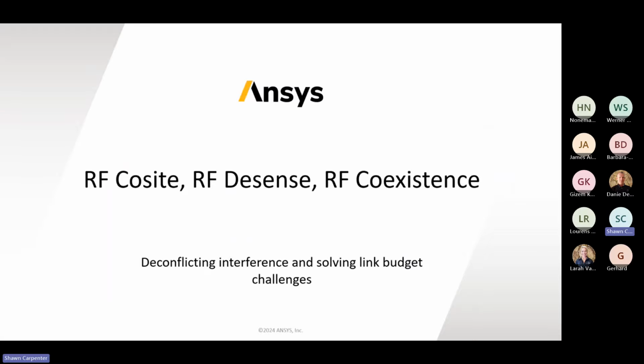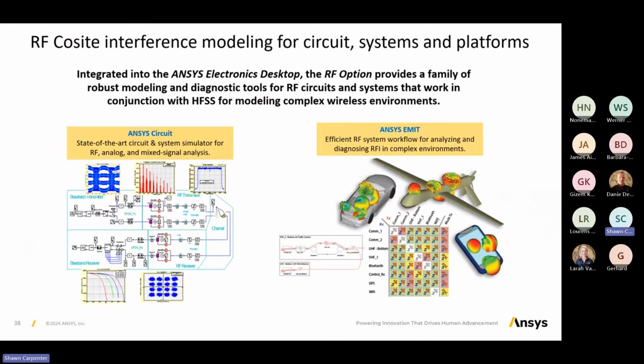There's another part of the toolkit that I thought might be interesting to this audience, and that is taking the antenna designs, putting them into our packages or onto our vehicles, and doing RF cosite modeling. And this gets us to understanding cosite interference and deconflicting interference problems that are from onboard RF systems, or looking at and solving link budget characteristics.